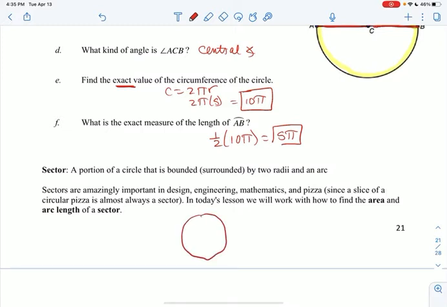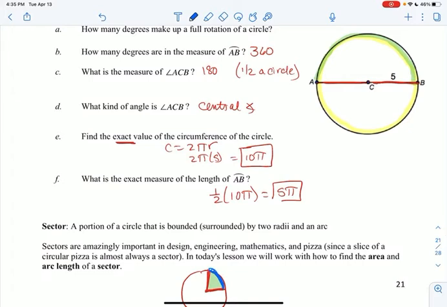So if I have a circle, and there's my center, here's a radius, and here's a radius. A sector is a portion of the circle that's surrounded by the two radii and the arc. So basically, you're talking about this little piece of the circle. That's the sector, and I might find the area of that, or I might find the length of this arc right here, which I just did up above. It was a little bit easier because I knew it was half a circle, so all I had to do is find half of that circumference. But it's not always going to be half, so let's see how we actually do it. Let's flip over to the next page.